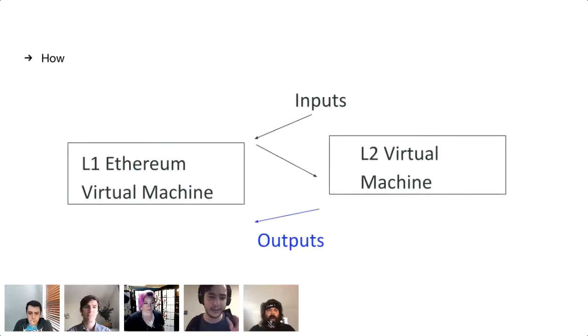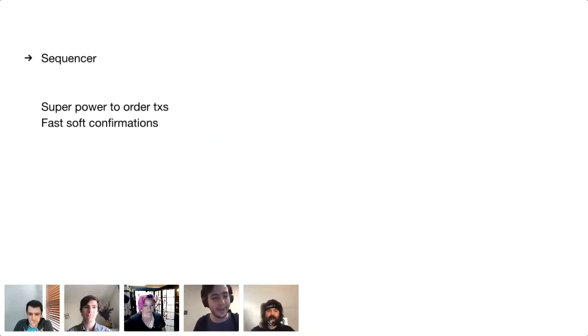And one big thing that I actually glossed over here that is important to mention is the sequencer. In this almost sequence diagram, let's say, it's missing one key agent, one key participant in the protocol, which is the sequencer. And the sequencer has a superpower that it's able to order transactions. But when it's able to order transactions, it gains another really cool thing in the protocol, which is this notion of fast soft confirmations. And by that, what I mean is that the sequencer is able to tell users the result of their transactions very quickly, as long as you trust the sequencer.